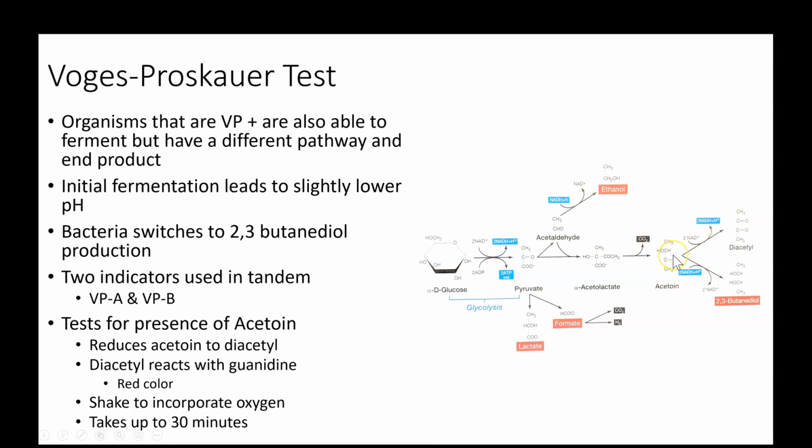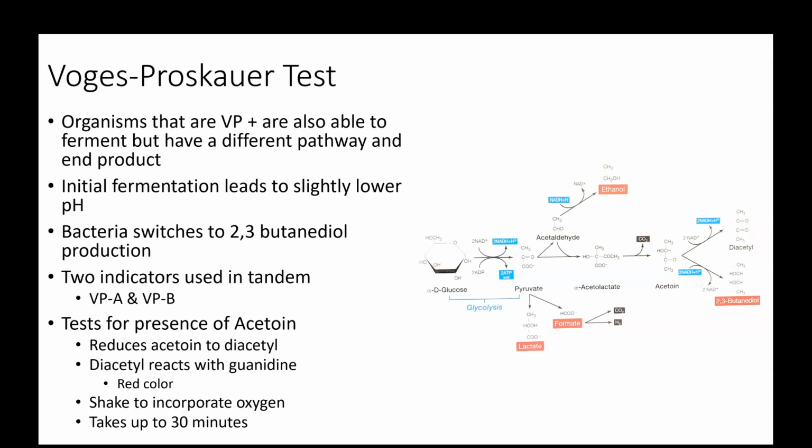When we add VPA and VPB, these two reagents react with the acetoin and turn it into diacetyl. This diacetyl reacts with guanidine, I think the guanidine is in the peptone, and that causes a red color to develop. This is very different from what we've done up to this point with the phenol red, MacConkey, or methyl red tests, where we're simply looking for a change in pH. This is actually a chemical reaction: the reagents turn acetoin into diacetyl, diacetyl reacts with guanidine, and a red color develops.